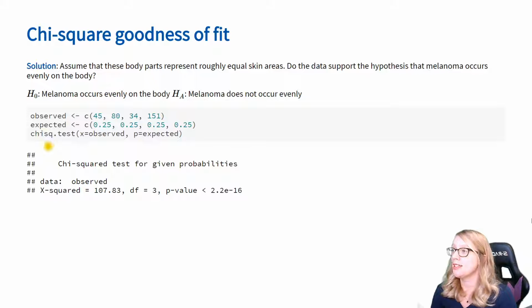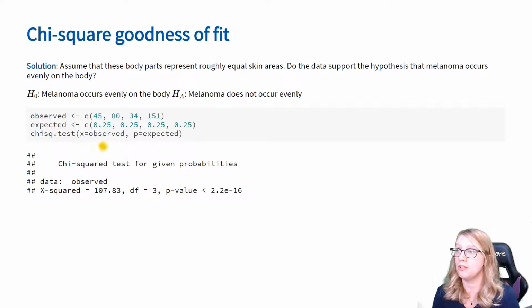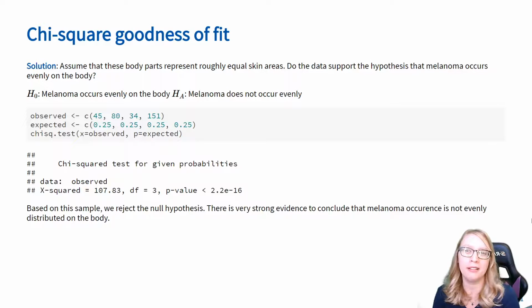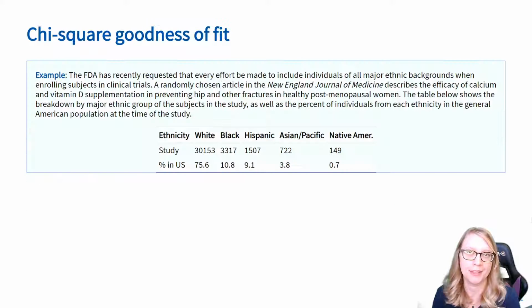To do our chi-square test, we'll use the chisq.test function. X is our observed values, P is our expected proportions. Here we have a very small p-value, so pretty compelling evidence that melanoma occurrence is not evenly distributed on the body. Now let's take a look at another example.